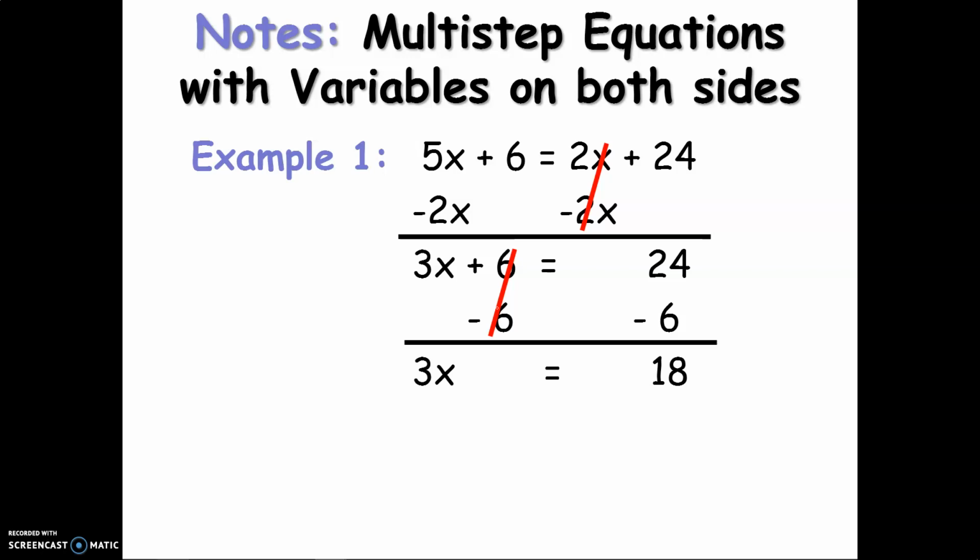The next thing we ask ourselves is, do we have any multiplication or division with the variable x? And we do. Remember, when a number touches a letter, it means multiply. So on the left-hand side with the x, we have times 3. And the opposite of multiplying by 3 is dividing by 3. So we'll divide both sides of the equation by 3. Then on the left-hand side, we have 3 divided by 3, or 1. So they cancel, leaving us with 1x, or just x. On the right-hand side, we have 18 divided by 3, or 6. So in this case, x is 6.